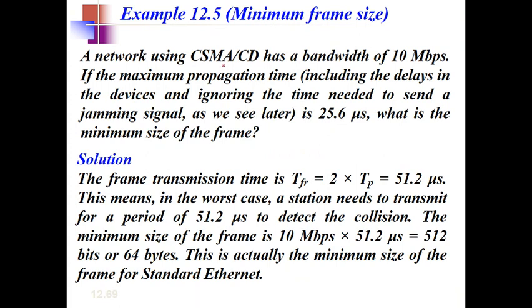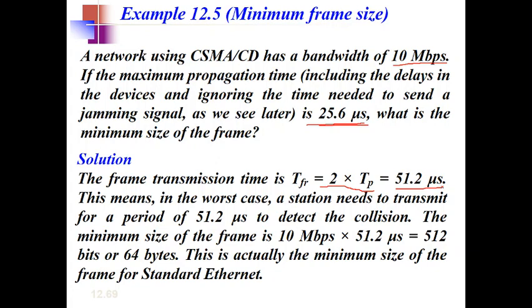A network using CSMA CD has a bandwidth of 10 Mbps. So this is the bandwidth. If the maximum propagation time is given by 25.6 microsecond, including all the delay, what is the minimum size of the frame? So we know that frame transmission time should be at least 2 times the TP, and TP is already given, that is 25.6 microsecond. That is why frame transmission time will be 51.2 microsecond.